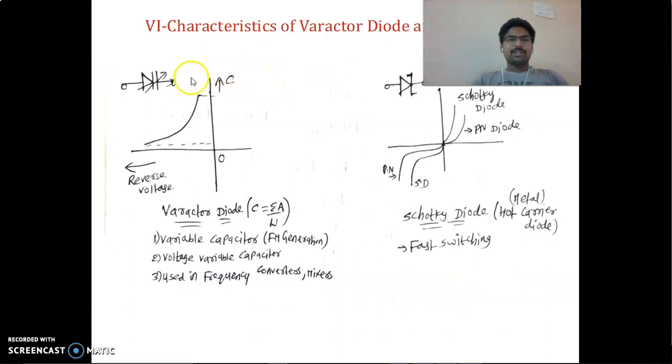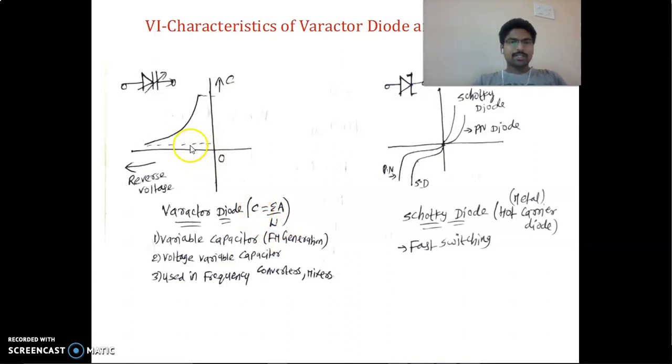Next, this is the varactor diode VI characteristics. The varactor diode is based upon this equation: capacitance C is equal to epsilon A by W. Here W is the width of the depletion region. As the width of the depletion region decreases, the capacitance increases.